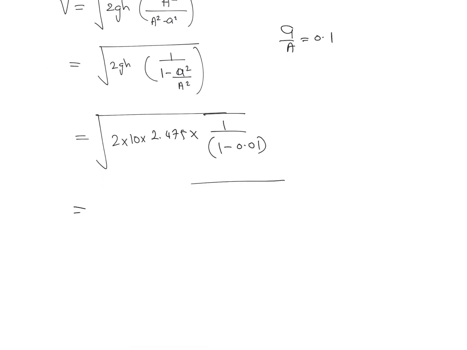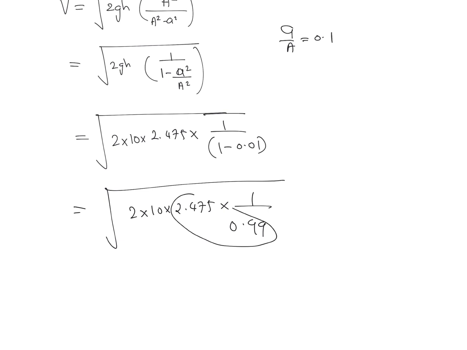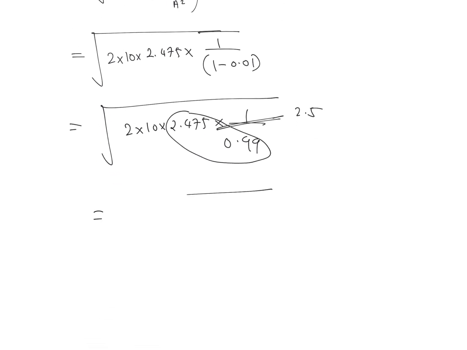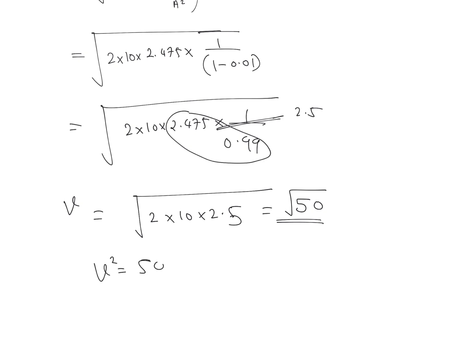So we can write this is equal to the square root of 2 into 10 into 2.475 into 1 divided by 0.99. Now if you divide this value by 0.99, you will get 2.5. So this is the square root of 2 into 10 into 2.5. So 2.5 into 2 is 5, 5 into 10 we can take as 50. So the value of v is going to be root of 50, or the value of v square can be taken as 50.